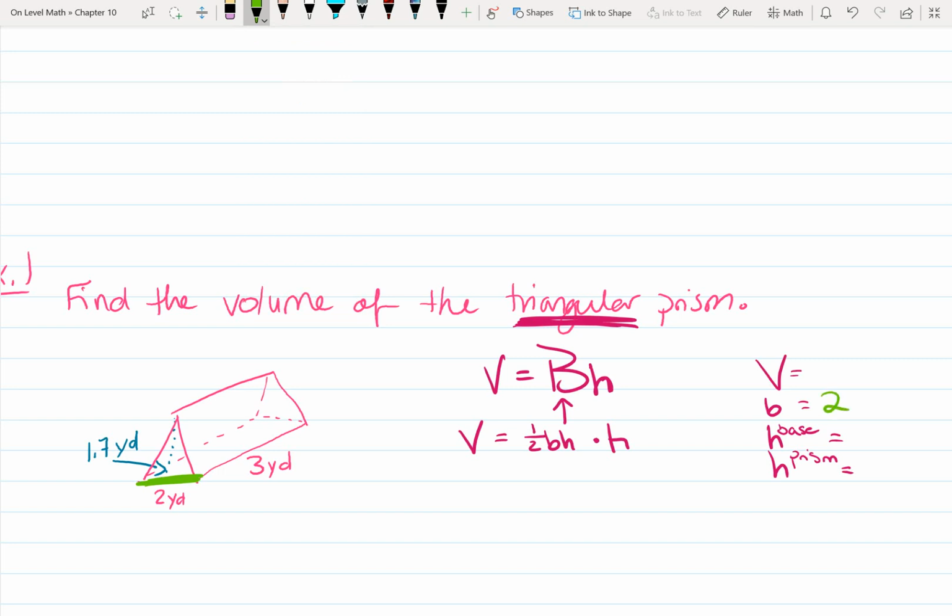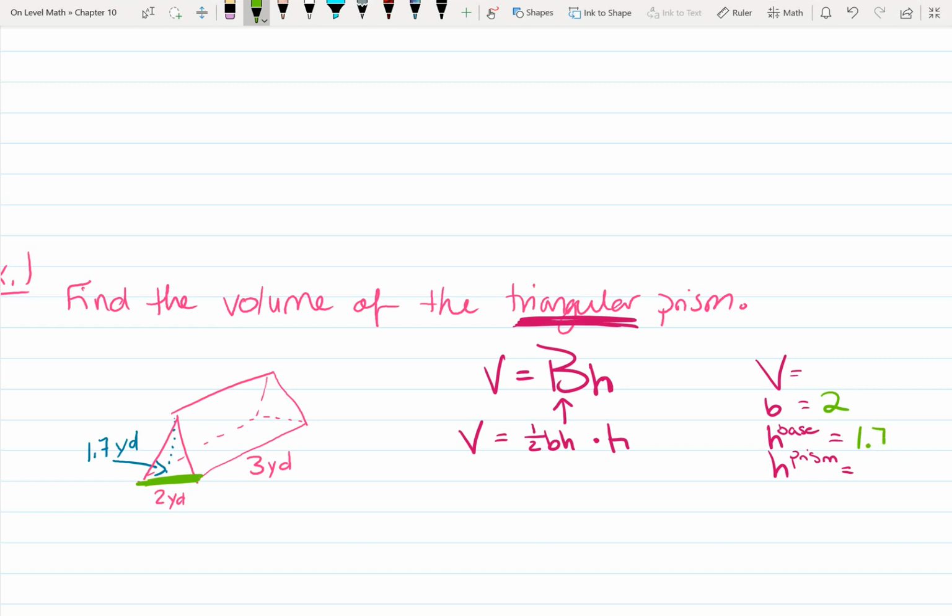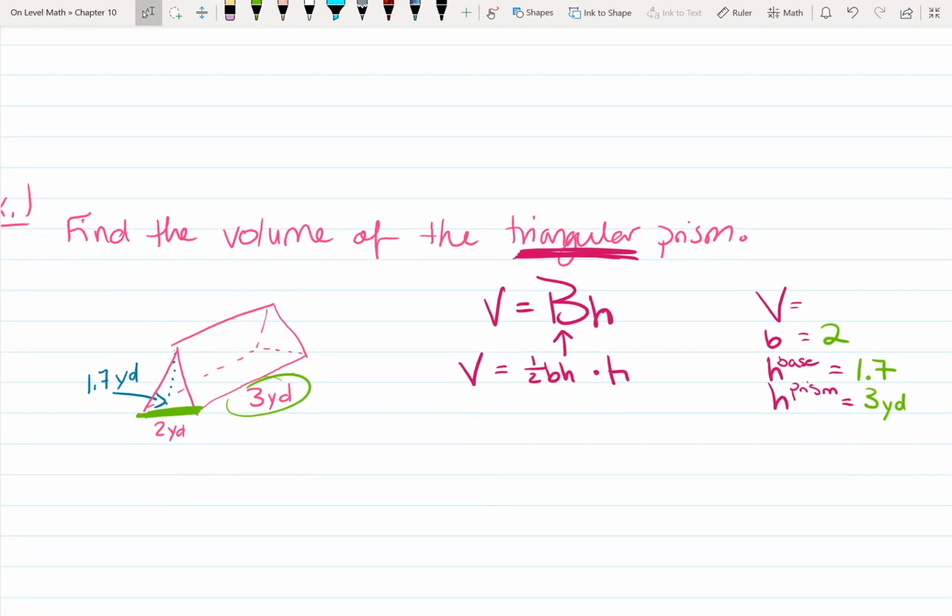Do we know the height of the base? Yes, it's this dotted blue line, right? That height of the base is only talking about the triangle, so it's 1.7. The height of the prism, yep, that's our 3 yards. The height of the prism has nothing to do with the base.